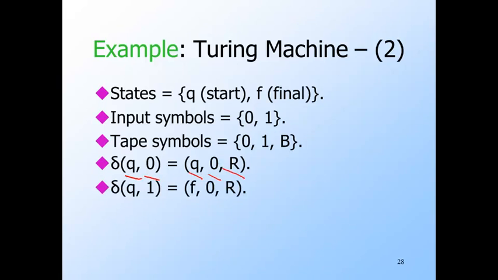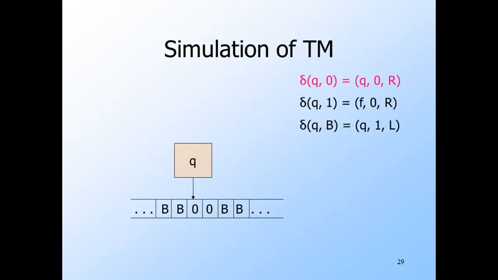Another rule says that if it is in state Q and sees a 1, it goes to final state F, replaces the 1 by a 0, and moves right. It doesn't matter which way the head moves in this situation since it has accepted its input, but it always has to move left or right, so we'll say right. The last move of the Turing machine is this. It says that in state Q, while scanning a blank, it replaces the blank by 1 and moves left, staying in state Q.